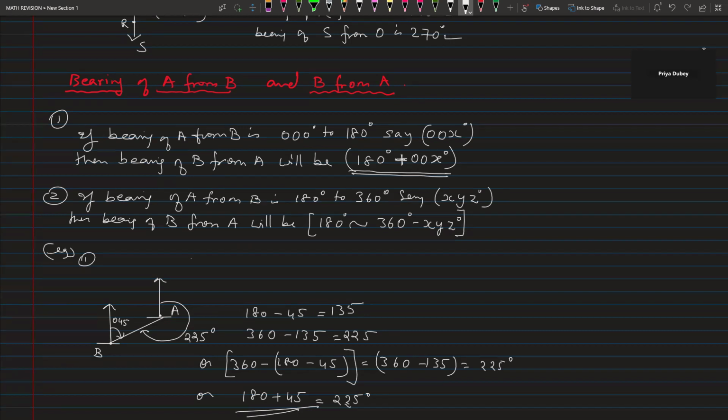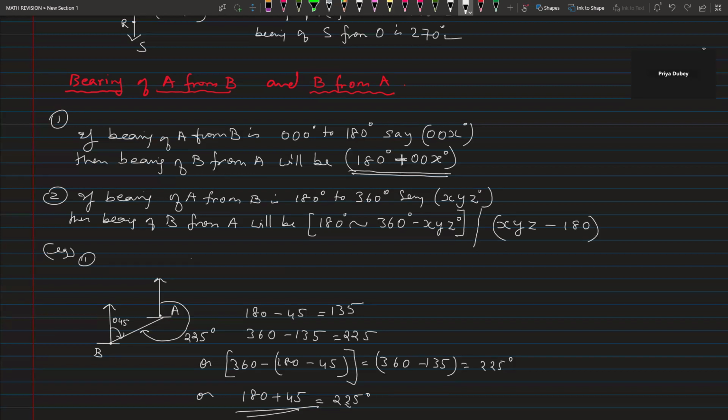So if that is the case, if the bearing is more than 180, say XYZ in this case, then the bearing of B from A will be this 180 degree difference, 360 minus XYZ. Or the alternative easy method I tell you, it will be XYZ minus 180. Simple as that. Understood?